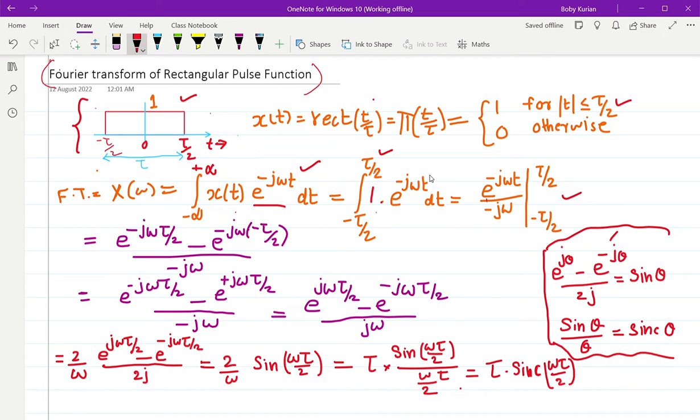Now we apply the upper limit, e power minus j omega into tau by 2. Having applied the upper limit, we subtract the lower limit, e power minus j omega into minus tau by 2, divided by minus j omega. We have written it here.